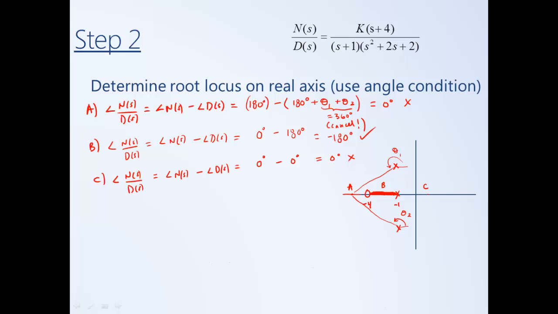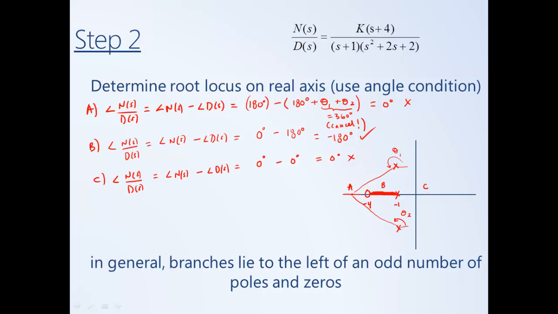So this procedure of applying the angle condition to test where on the real axis the root locus is located is a little tedious. You may have been able to recognize a pattern, and it turns out that in general branches lie to the left of an odd number of poles and zeros. So again, we don't have to consider poles and zeros that are off the real axis because they come in conjugate pairs and they cancel. So all we have to do is look at the poles and zeros on the real axis.